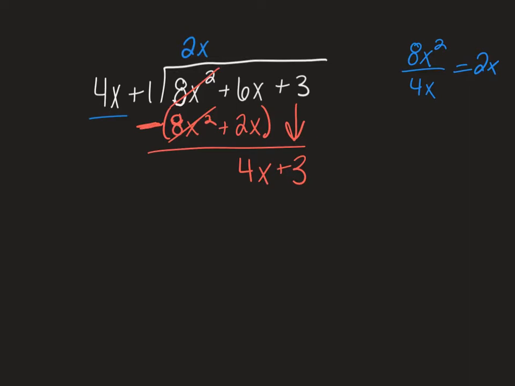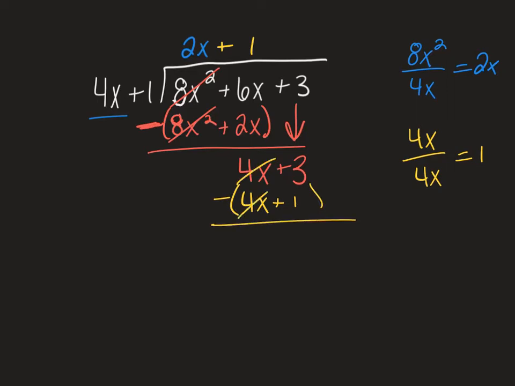So 4x divided by 4x is 1. So then we're going to multiply. So 1 times 4x is 4x. 1 times 1 is 1. So then we subtract. Those cancel. 3 minus 1 is 2. All right, so we're at a place now where we're going to have a remainder.